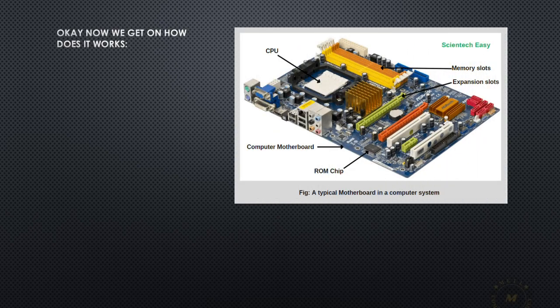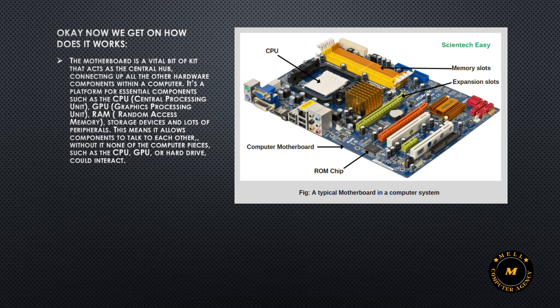Okay, now let's get on to how it works. The motherboard is a vital bit of kit that acts as the central hub, connecting up all the other hardware components within a computer. It's a platform for essential components such as the CPU, Central Processing Unit, GPU, Graphics Processing Unit, RAM, Random Access Memory, storage devices, and lots of peripherals. This means it allows components to talk to each other. Without it, none of the computer pieces, such as the CPU, GPU, or hard drive, could interact.